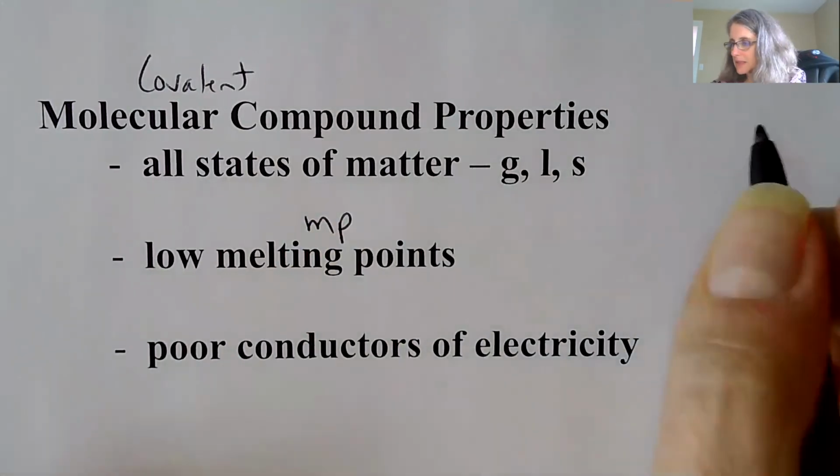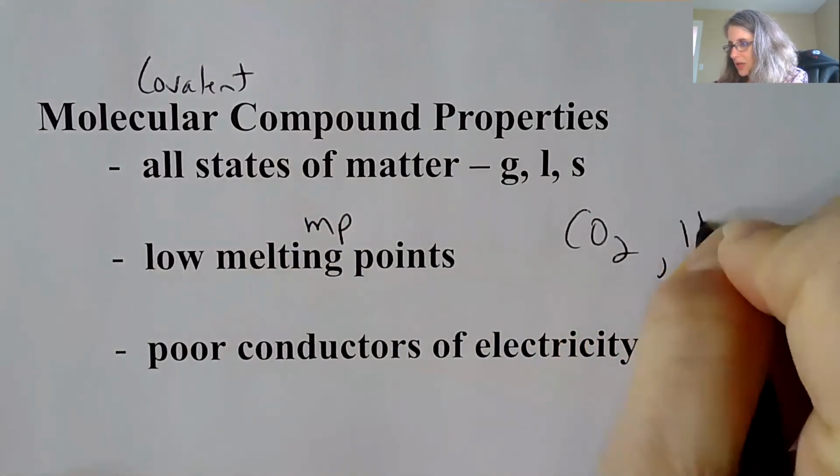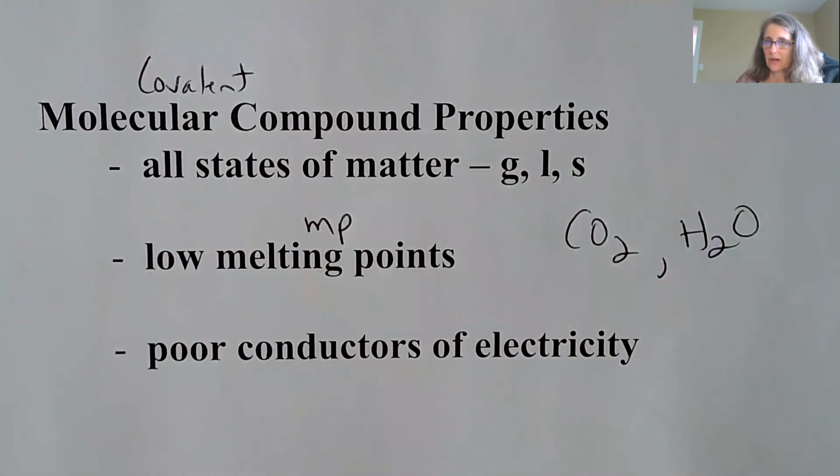So again, some examples, CO2, like I mentioned, water is considered a molecular compound in how it's bonded together. So what we're going to focus on is, again, with these electron dot structures, when we're sharing electrons, how do we make these bonds?